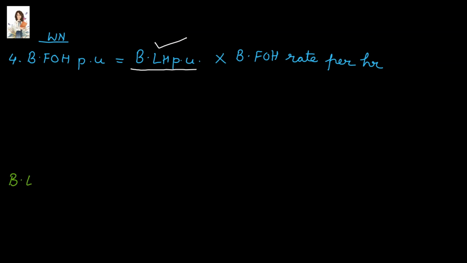Budgeted labor hours per unit is equal to total budgeted labor hours upon budgeted units. But again, we don't know the total budgeted labor hours. So we'll have to calculate it. I'm going to start this calculation on a fresh slide, but in the same working note. You can prepare a separate working note if you wish.